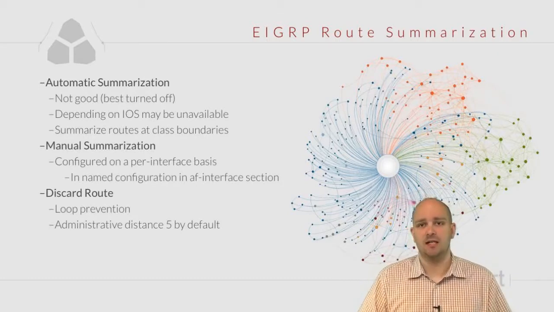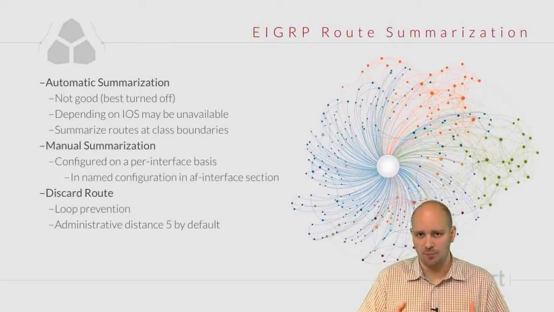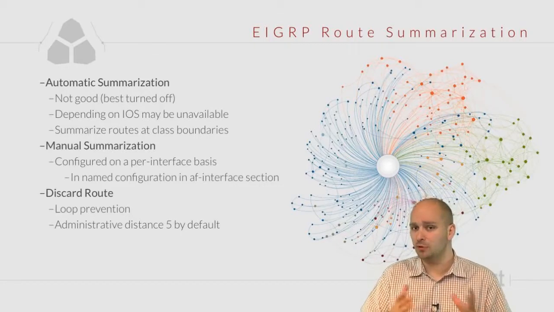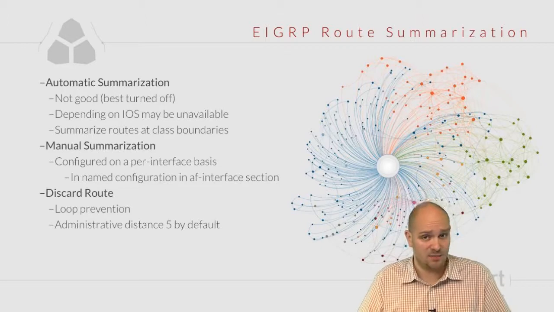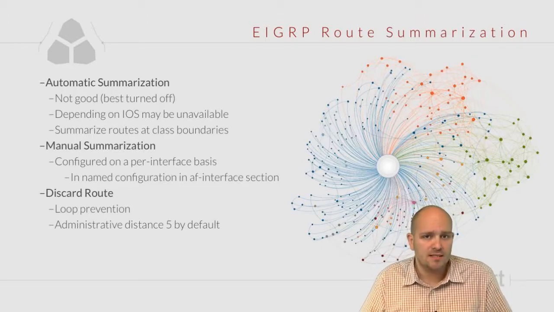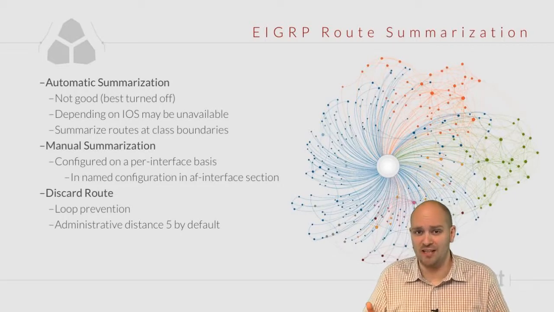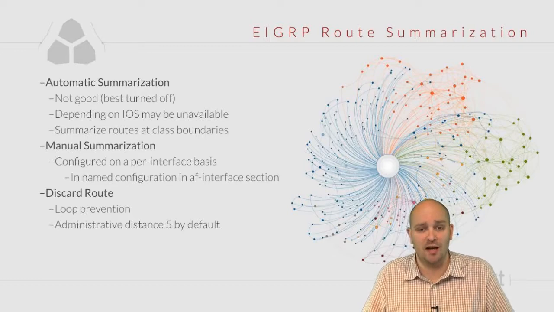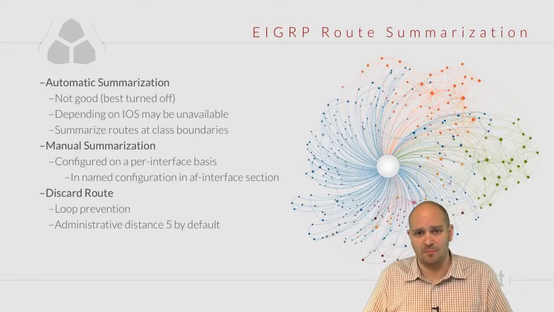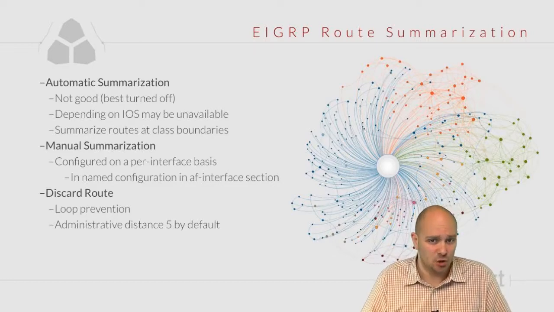What it actually does is, when the routes are advertised to the neighbors, the EIGRP process is going to attempt to summarize these routes at their classful boundaries, where the classes are obviously Class A, Class B, and Class C. Since, let's say, 1993 or 1994, we are using CIDR, or classless interdomain routing, and variable length subnet masks. This feature is not necessarily that useful.